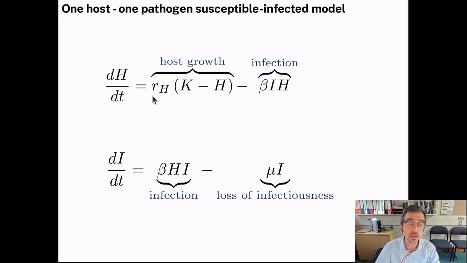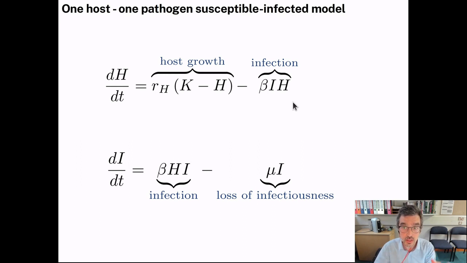The right-hand side here consists of 2 terms. Firstly, we have the host growth. This is a positive term, so the amount of susceptible hosts increases because of the host growth, and so this term essentially describes a linear growth that is limited by a certain carrying capacity K. And the second term describes the infection process, and it is a negative term because the amount of susceptible hosts decreases due to infection.